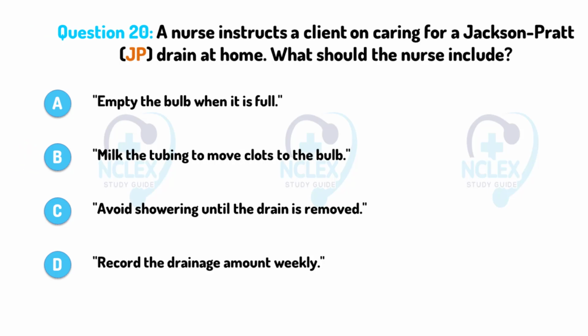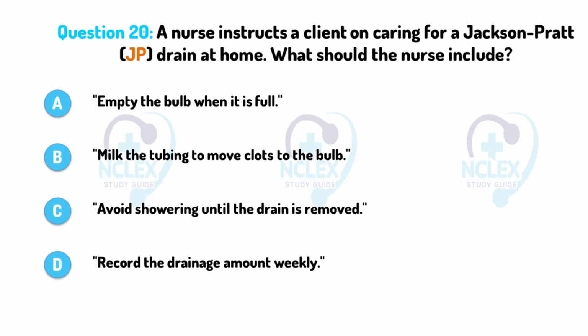Question 20. A nurse instructs a client on caring for a Jackson Pratt (JP) drain at home. What should the nurse include? A. Empty the bulb when it is full. B. Milk the tubing to move clots to the bulb. C. Avoid showering until the drain is removed. D. Record the drainage amount weekly.